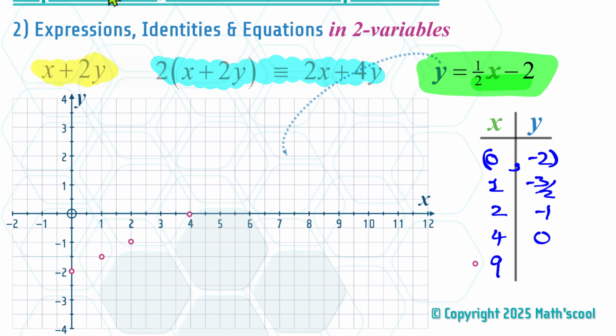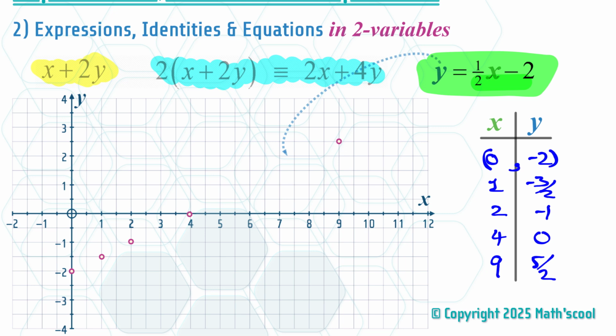And then I've got a final point there as well, which I can just do 9. So a half of 9 is 4.5, minus 2 is 2.5. I'll call it 5 over 2. So when x is 9, y is 2.5.